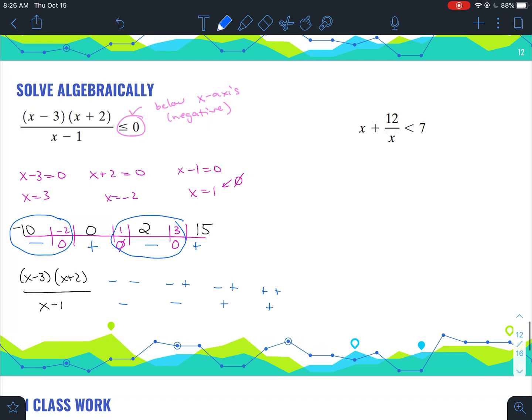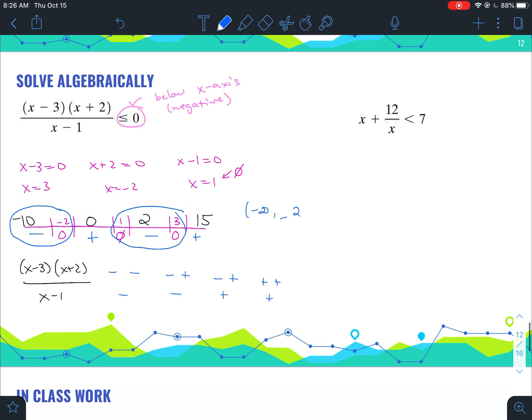So the solutions would be, as long as x is less than -2, so from negative infinity to -2, and it can equal -2 because that makes a 0. And I want less than or equal to 0. And then between 1 and 3. So from 1 to 3, it can equal 3, but it can't equal 1 because 1 makes the denominator 0.